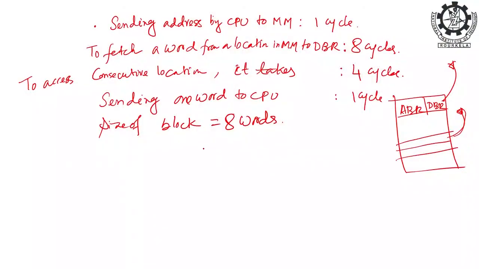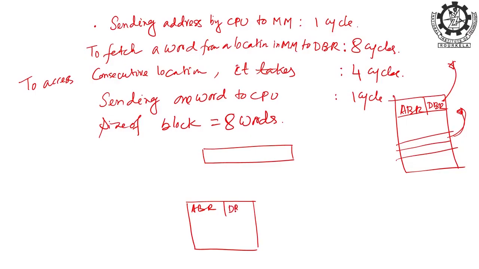Okay. So, what are the components here? We have the CPU, which will generate the address, and then we have a memory module here, with address buffer register and data buffer register. So, sending address by CPU to main memory is one cycle. After generating the address, let us say starting location 00, it will identify the location and then send it. So, for sending it will take one cycle.